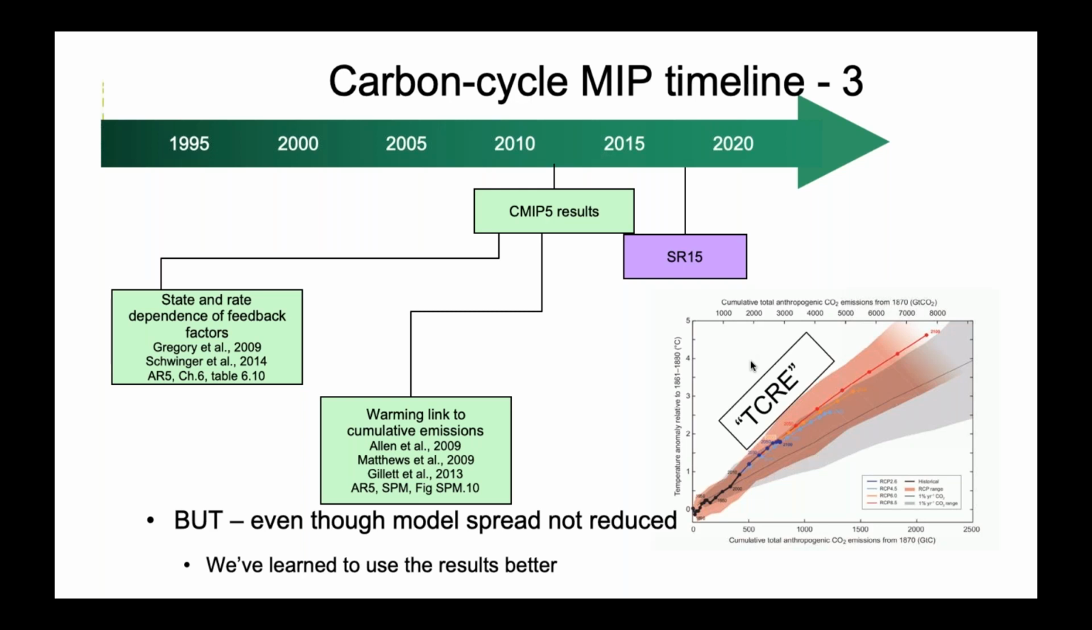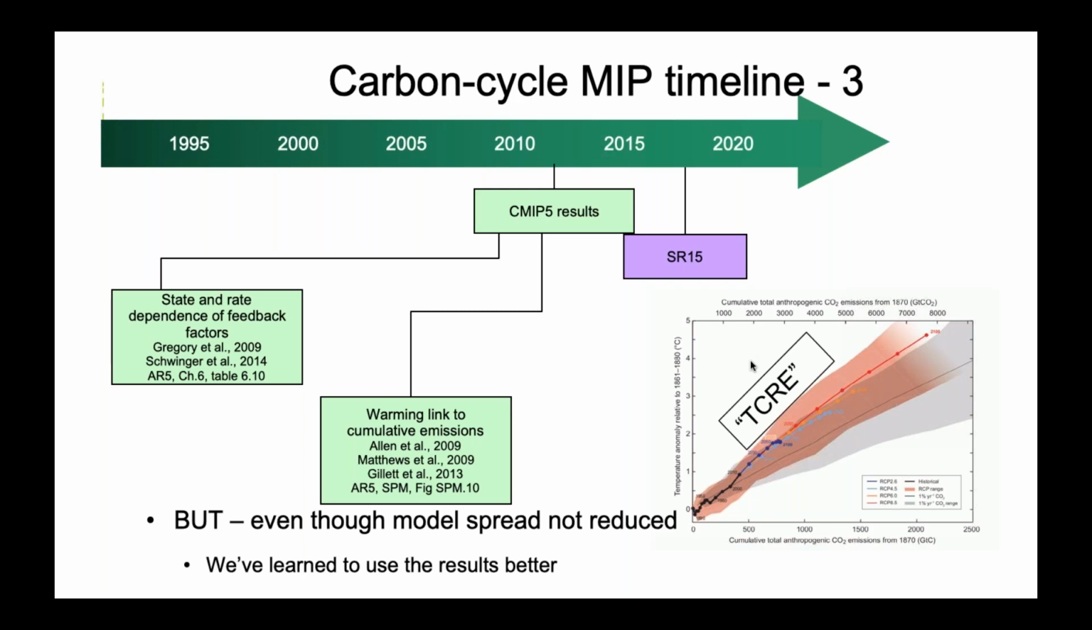And more importantly, there was this idea of a link between the cumulative emissions and the total amount of warming. And there were a handful of papers that came out in 2009 that explored this. So this is this TCRE approach. So even though the spread of models was no better than the first generation of C4MIP, we could actually do something more useful with them and start to constrain a carbon budget.